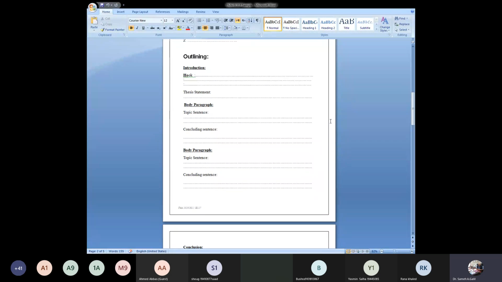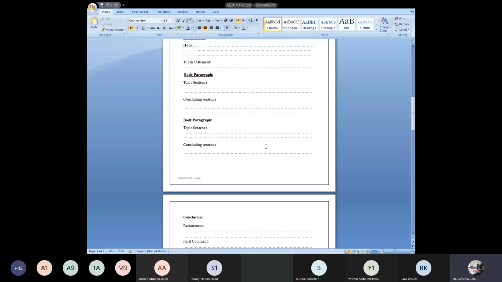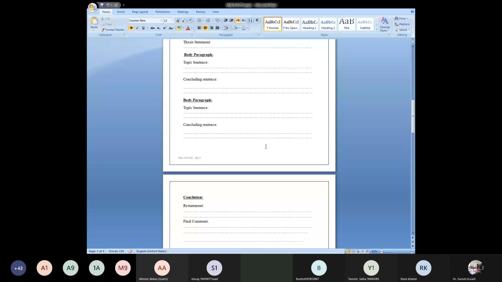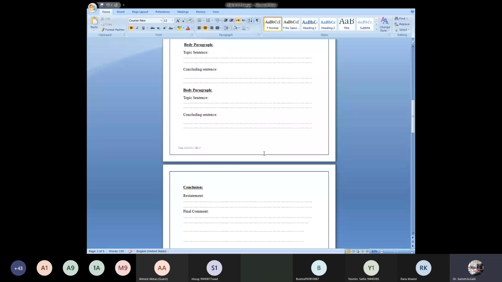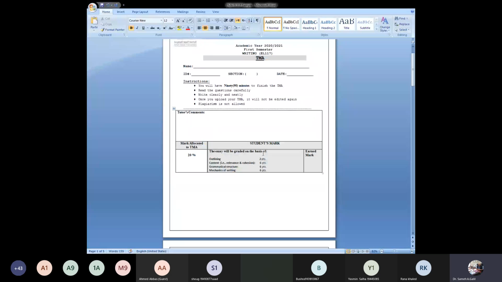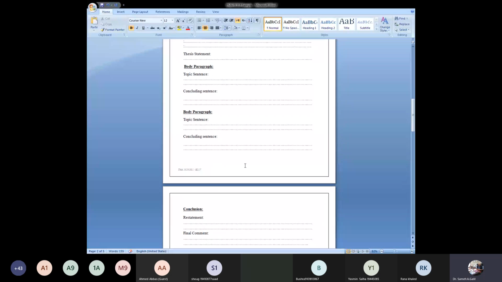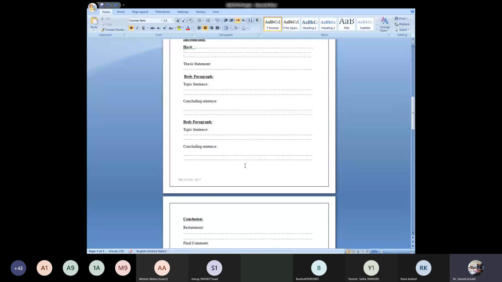And then you move to the body paragraph where you write the topic sentence. Of course, there should be supporting details, but you don't provide them in the outline. You may or have to provide them in the essay itself. And then you have a concluding sentence. And then you move to paragraph 2. You write a topic sentence. You give supporting details, but you're not required to write them in the outline. And then you have a concluding sentence. It's up to you to limit your efforts to perhaps 2 body paragraphs, an introduction and a conclusion. You don't have to provide a third body paragraph.